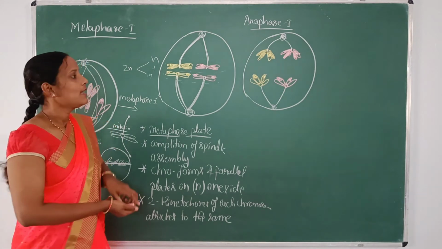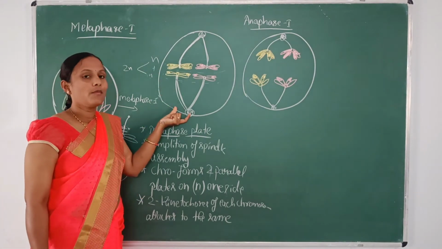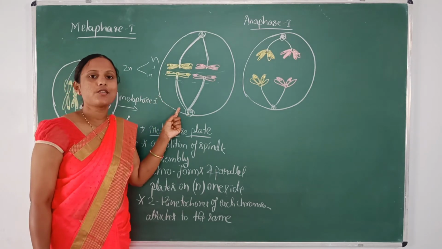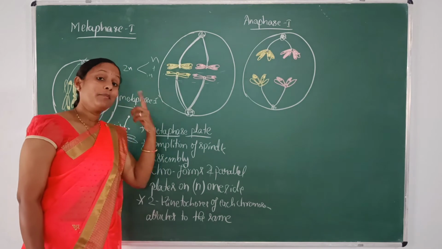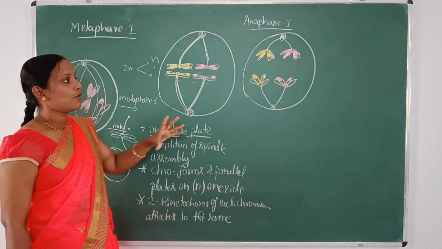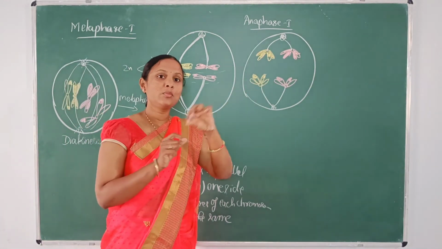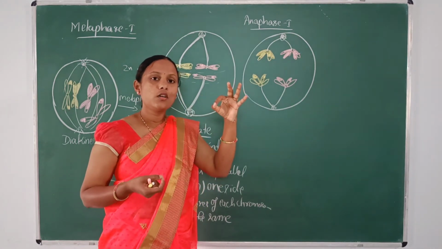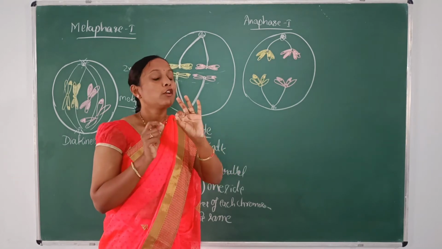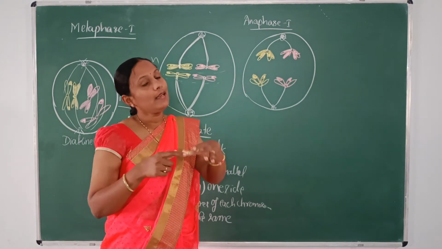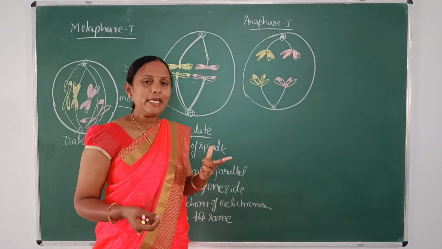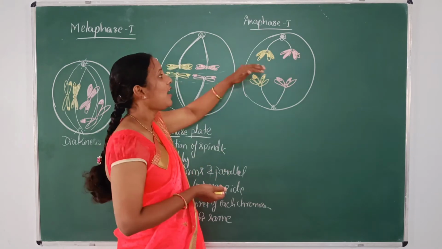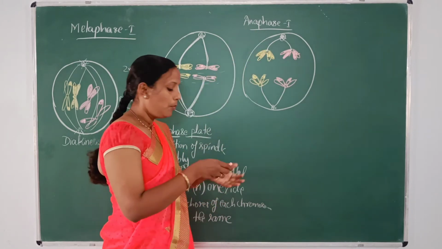In anaphase, what happens? The complete chromosomes are moved to the opposite pole due to the contraction of spindle fibers. What happened in mitosis? In mitosis, the chromatids are split at the centromere, and from there they are dragged towards the opposite pole. That is, the chromosomes are getting separated and moved to the opposite pole. But here, the chromosomes are not separating. Whole chromosomes are moved to the opposite poles.